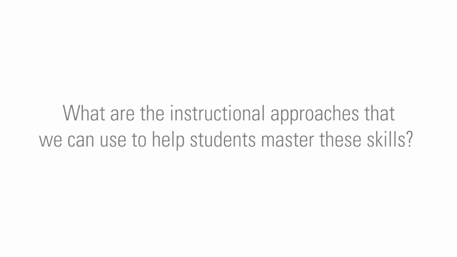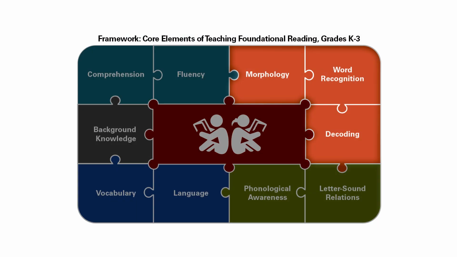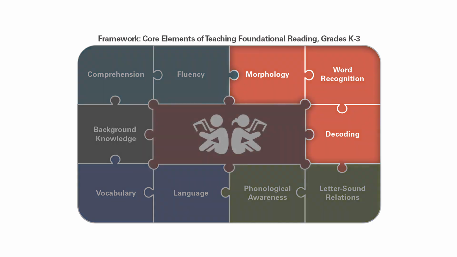students master these skills. So if we look back at our framework for the MOOC Ed, you'll see that this unit focuses in on the three elements of morphology, word recognition, and decoding. And of course, as we've talked about before, those elements relate to the earlier skills we mentioned, such as letter-sound relations, and also are helpful in thinking about the more advanced skills we'll talk about in Unit 4.